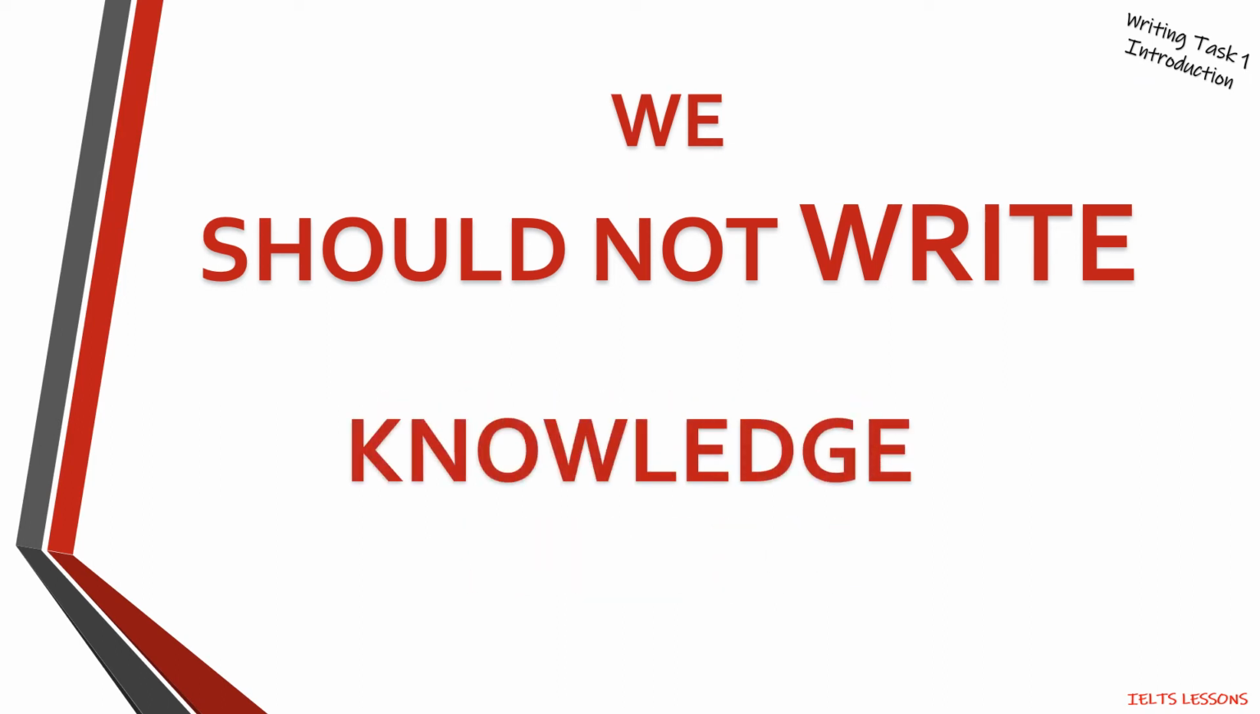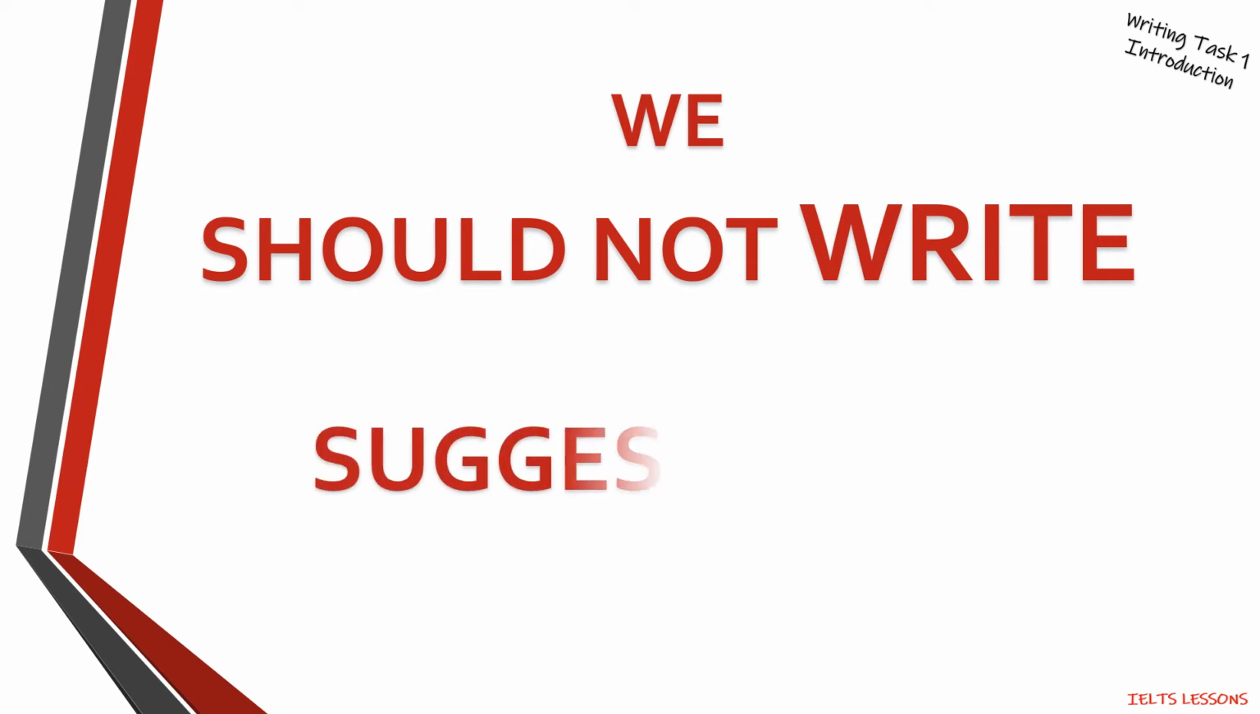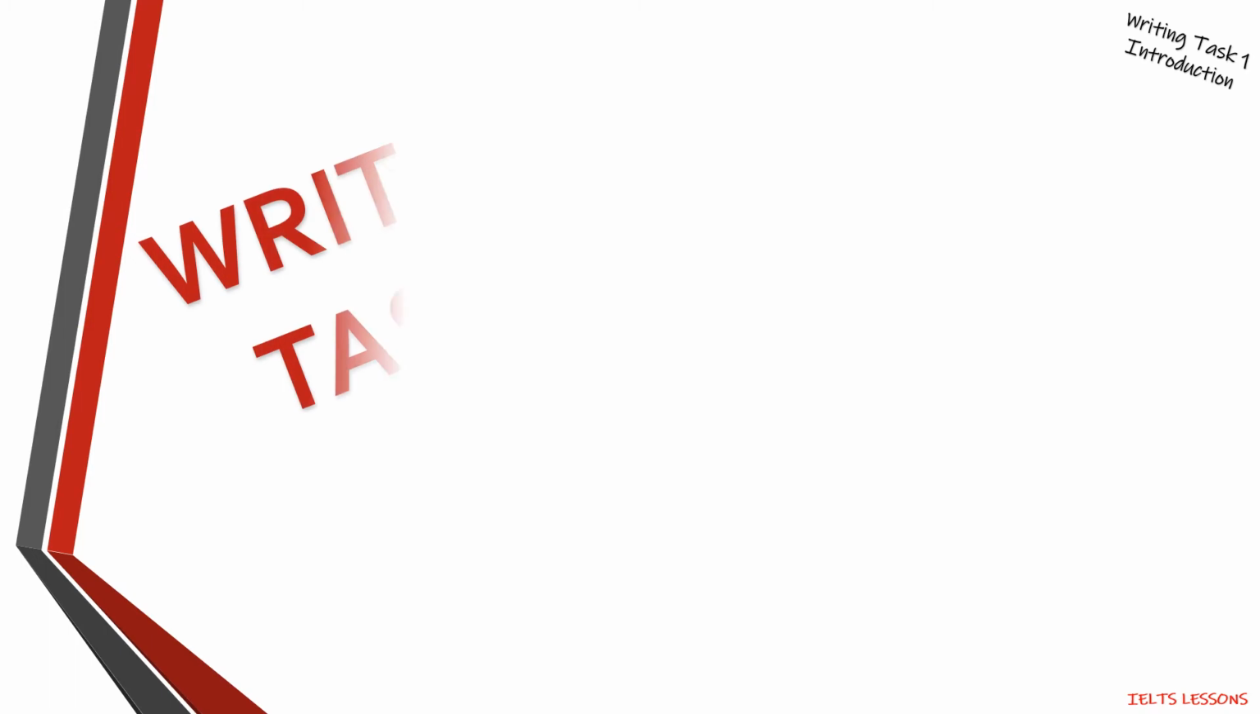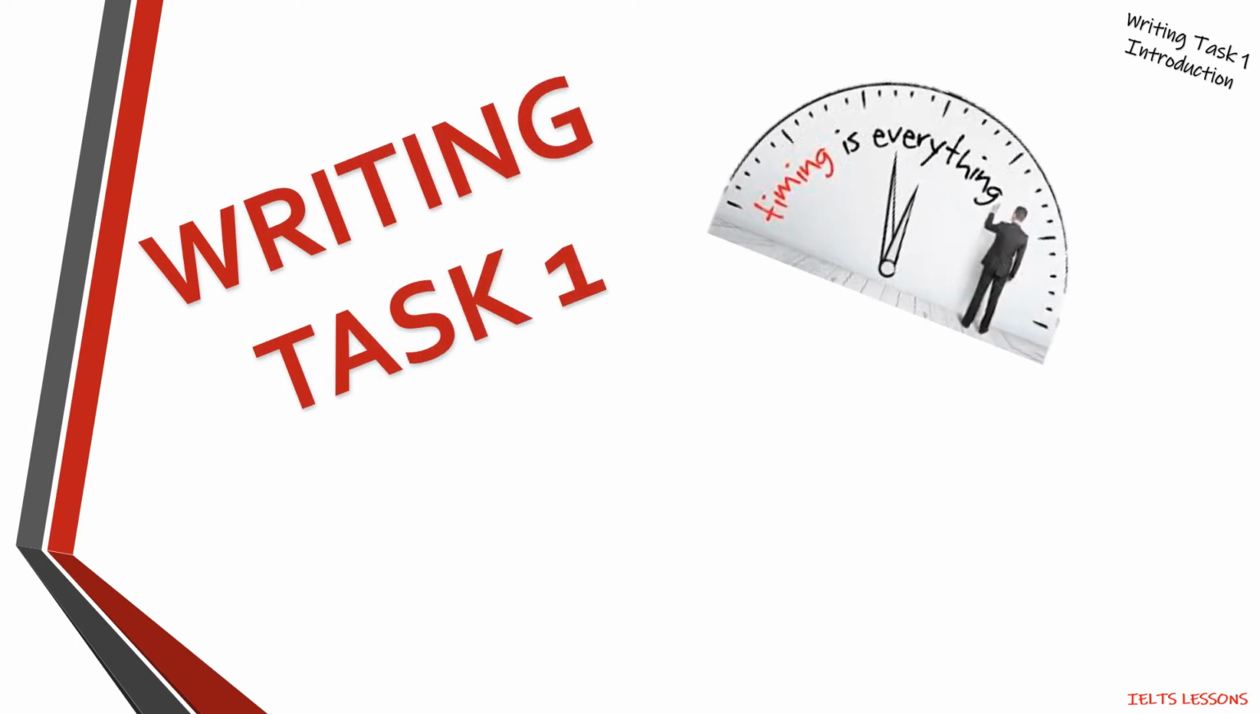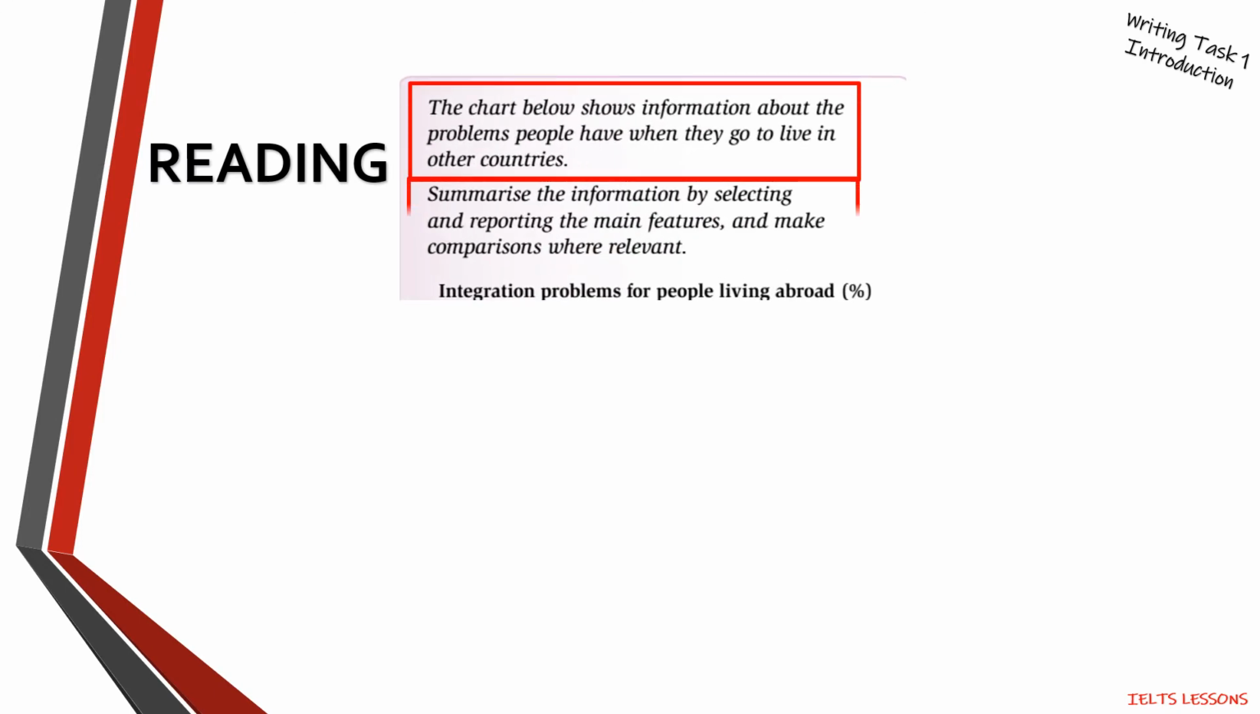So that's it. And the next and the final thing we do after we master how to write the content of our essay, as we have agreed, we should not write our personal opinion, knowledge, and suggestion. After we have taken note of what we should and should not write in writing task 1, the next thing we need to do is to develop the timing of our writing output. In this section, we're given 20 minutes to complete the task. So we should know that.